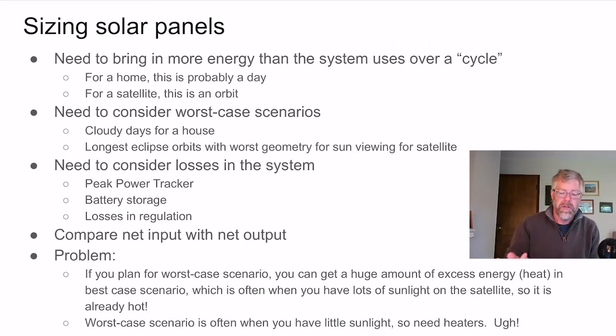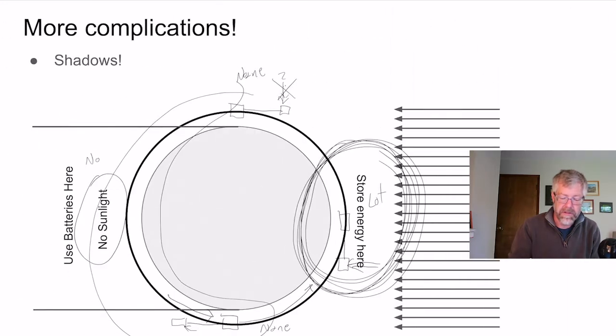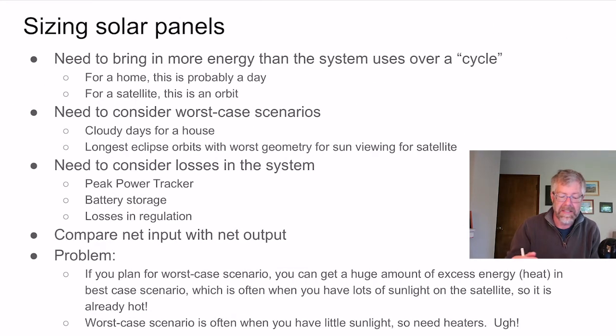Okay, so you basically need to bring in more energy than the system uses over a cycle, like an orbit. So you need to bring in a lot of energy here, and you're going to use it in all the rest of the spots. So for a home, that's probably a day, and for a satellite, that's an orbit. You need to consider worst case scenarios. So for a house, that would be like cloudy days. Some days you're just not going to get very much solar energy.